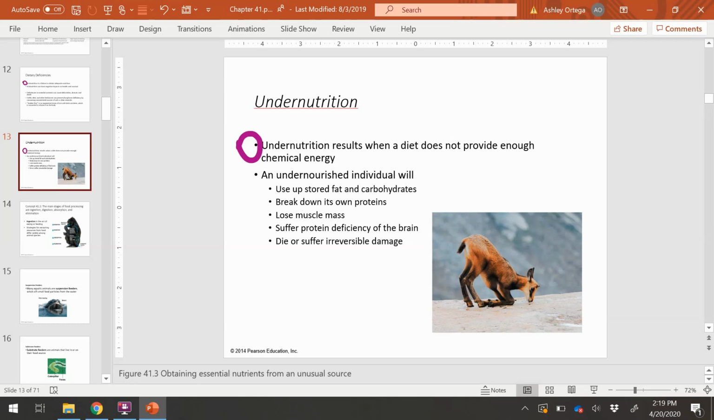And so an example would be bulimic or anorexic people. In the United States, they do most of the time have access to all the food that they would need to get all the essential nutrients. However, due to their illness and their condition, it prevents them from ingesting it, and so that is an undernourished individual, that is undernutrition, whereas a malnourished individual does not have access to those food sources. So I hope that clarifies it just a bit.